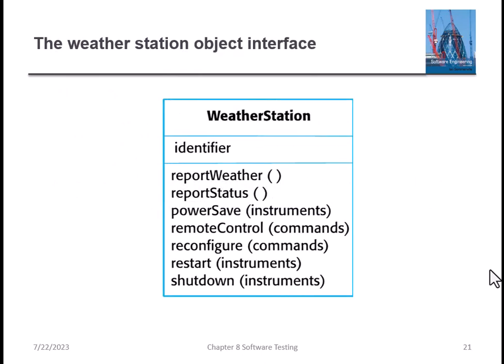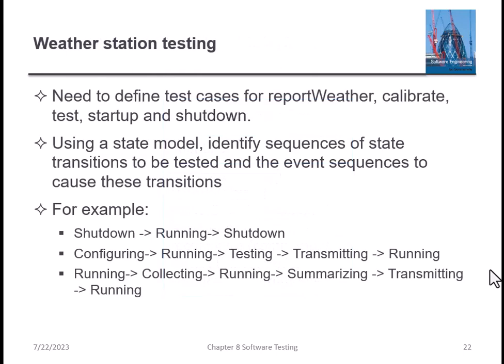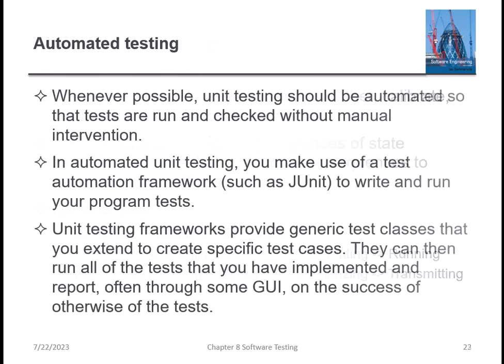The weather station object interface is the example. Different function attributes are used, so we can test this unit. Weather station testing needs to define test cases for report weather, calibrate, test, startup and shutdown. Using a state model, identify sequences of state transitions to be tested and the event sequences to cause these transitions. For example, shutdown, then running, and then shutdown again. So we check different conditions here to validate this particular unit. This is the example.